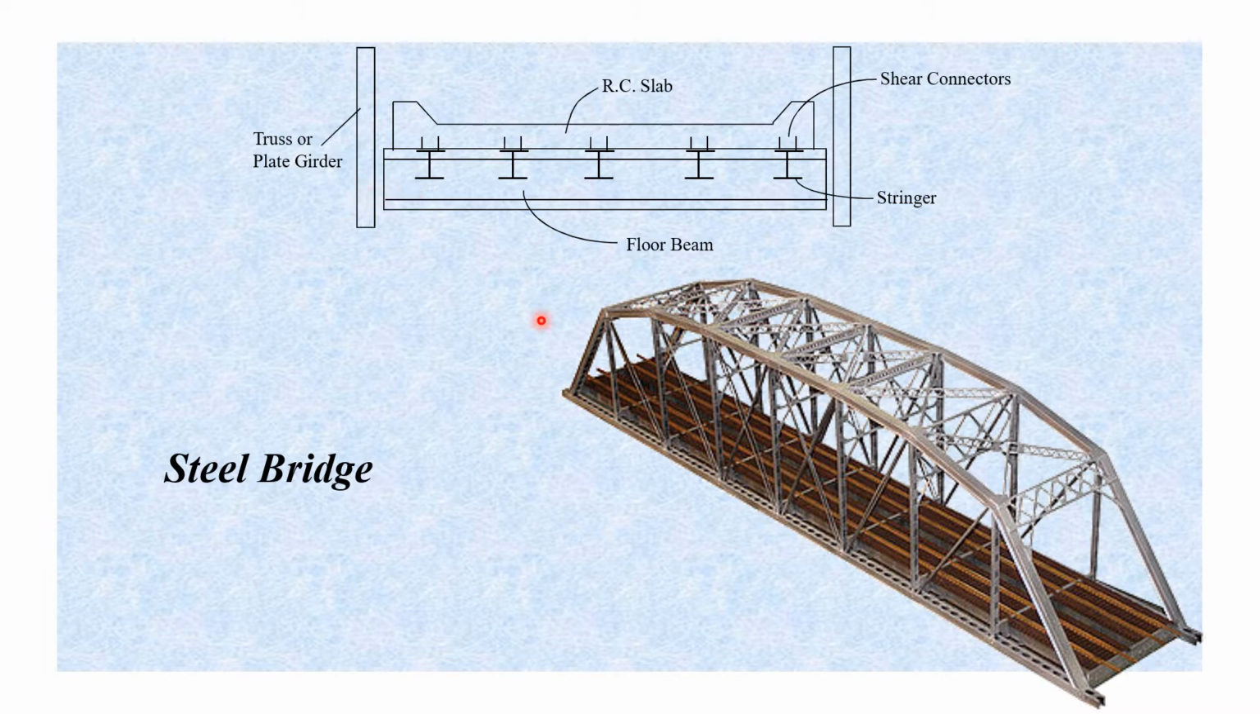Here you are seeing the horizontal beam, that is a floor beam, and on the floor beam there are stringers. The stringers are resting on the floor beam, and the slab is resting on the stringers. The stringers are connected to the slab with shear keys and shear studs, which are just like bolts welded on the steel beams, so that a good connection develops between the concrete and steel.